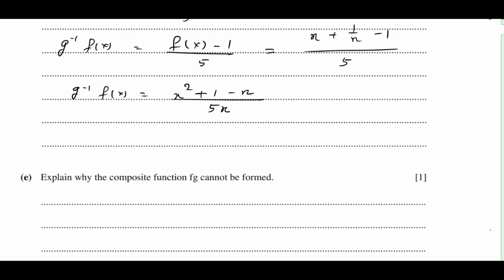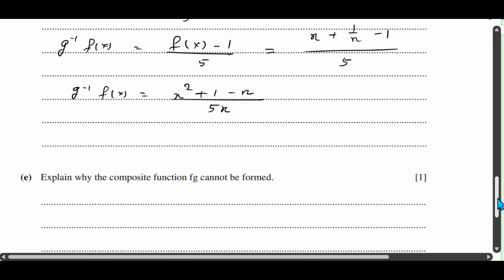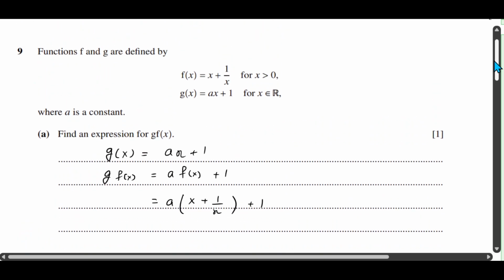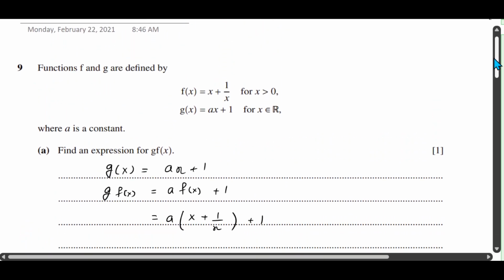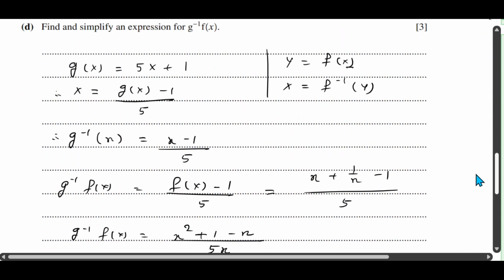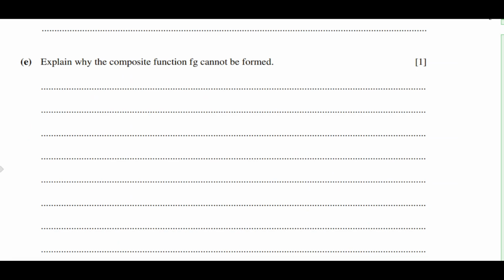Okay, so the question here: explain why the composite function fg cannot be formed. Now why can this composite function fg not be formed? Fg, if you see f of g, you replace x with ax plus 1. Okay, so problems are of 1 mark, but you have to think a lot on all these.